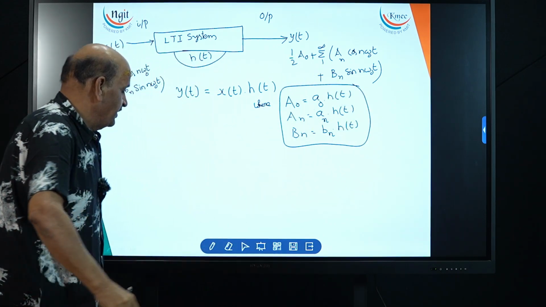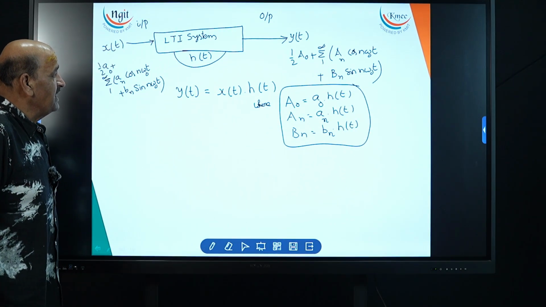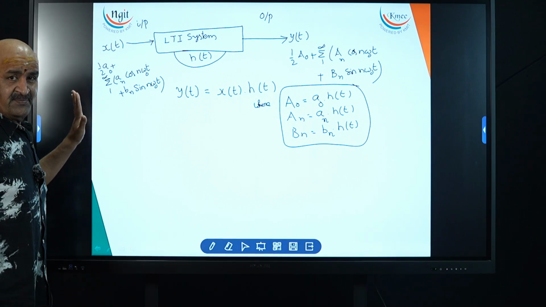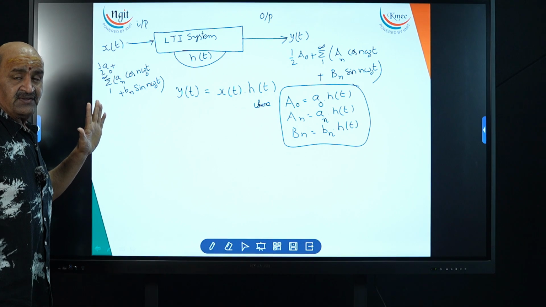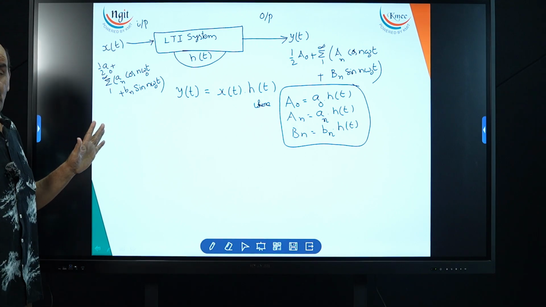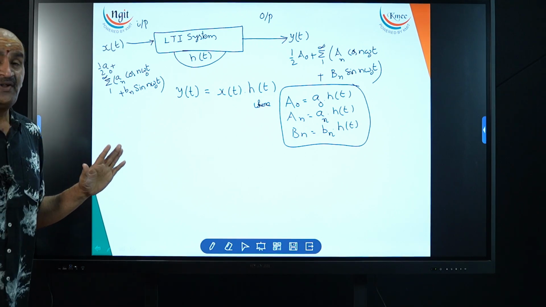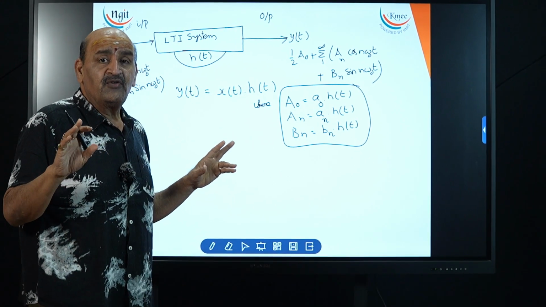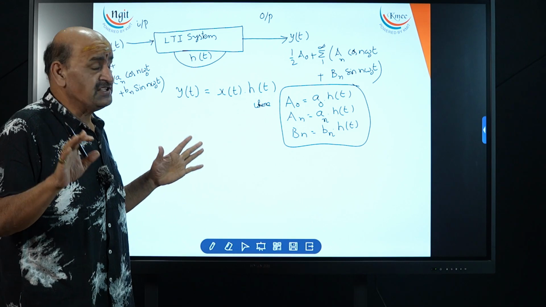These three things students have to understand very properly. No differences. The physical structure of the Fourier series never changed. Only the coefficients of the Fourier series are changed.